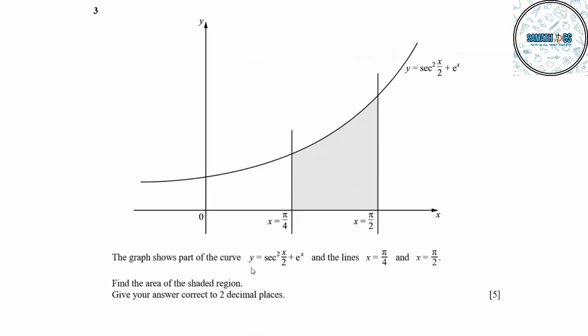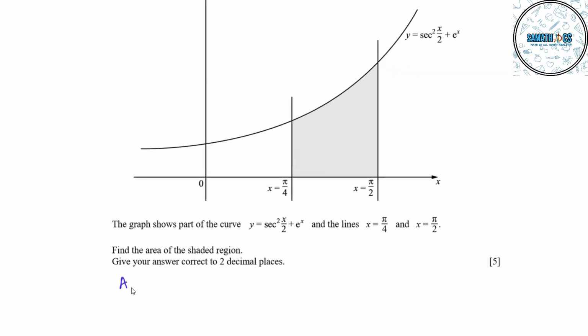Question number 3. The graph shows part of the curve y is equal to sec squared x upon 2 plus e power x, and the lines x is equal to pi upon 4 and x is equal to pi upon 2. Find the area of the shaded region. Give your answer correct to 2 decimal places. So as we have to find out the area of the shaded region, which is equal to the area under this curve.